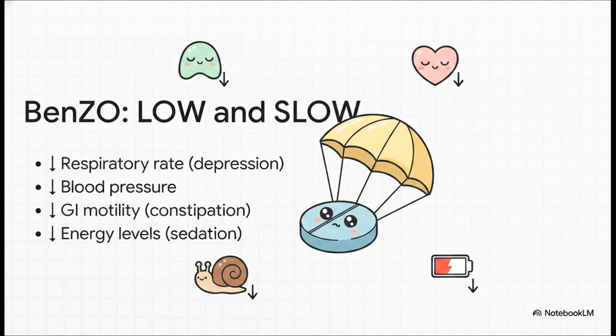To absolutely lock this into your memory for the exam, you've got to use the low and slow motif. Since benzos depress the central nervous system, they drop pretty much everything. They decrease respiratory rate, which is a huge safety priority. They lower blood pressure. They slow down GI motility, meaning constipation. And they tank energy levels, leading to profound sedation. The rule of thumb, benzos at bedtime. Oh, and definitely remind your patients to change position slowly so they don't get dizzy.